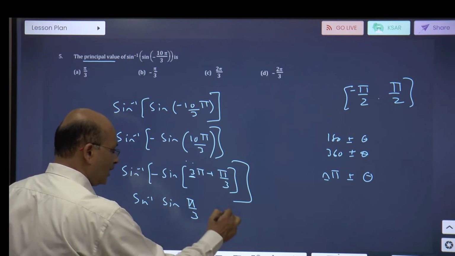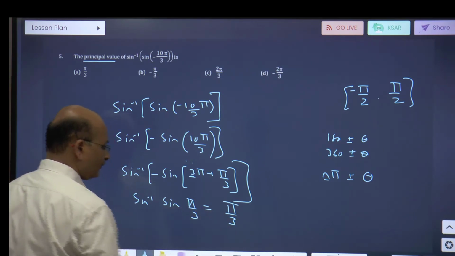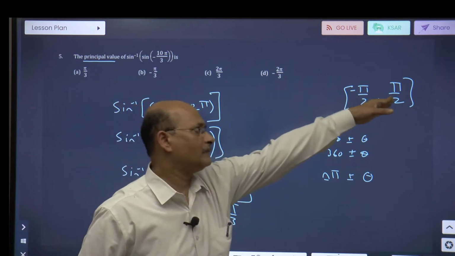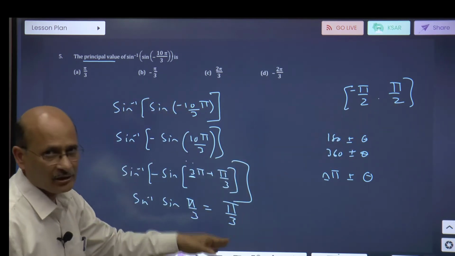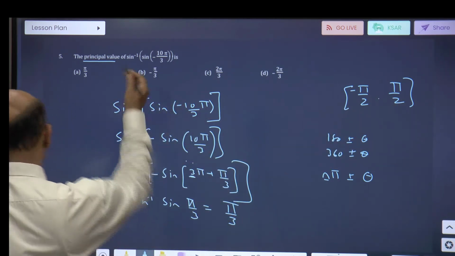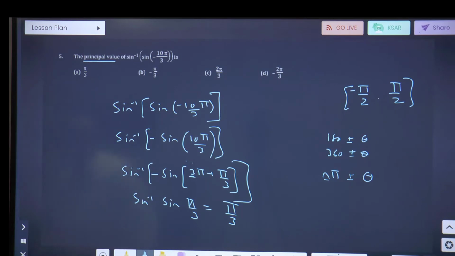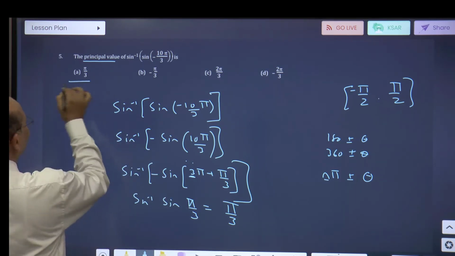Pi by 3. But I have a doubt whether pi by 3 definitely comes between minus pi by 2 to pi by 2. So this is the right answer. But I have a doubt. Let me confirm whether it's minus pi by 3 or pi by 3. Is this sum number 5? Pi by 3. Absolutely right. So this is the working there.